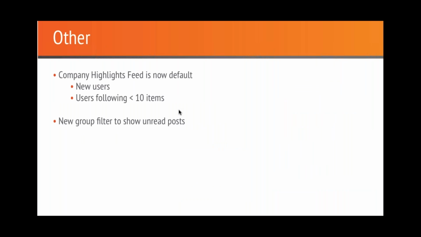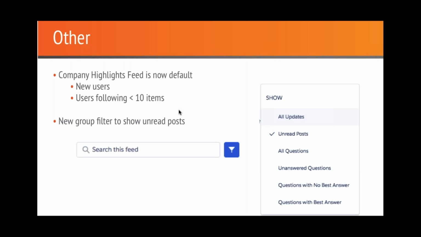A few other bits and pieces around Chatter. The company highlights feed is now the default for all new users and for existing users that follow less than 10 items. And there's also a new group filter to show unread posts only so that you don't waste time searching for changes. So if you click the filter icon to the right of the search box, you can then choose unread posts, as I have there, as the view that you want to see.